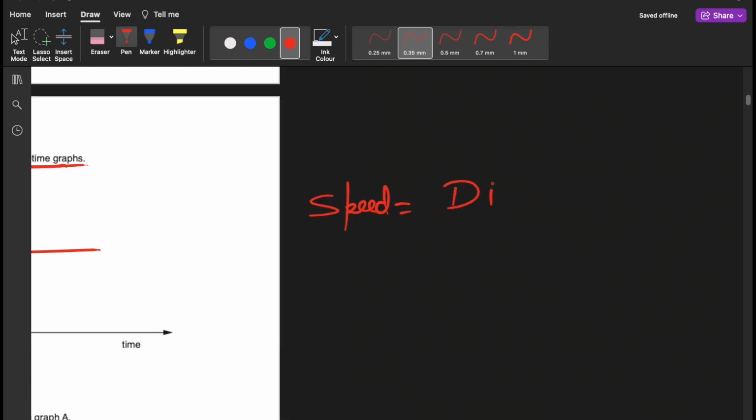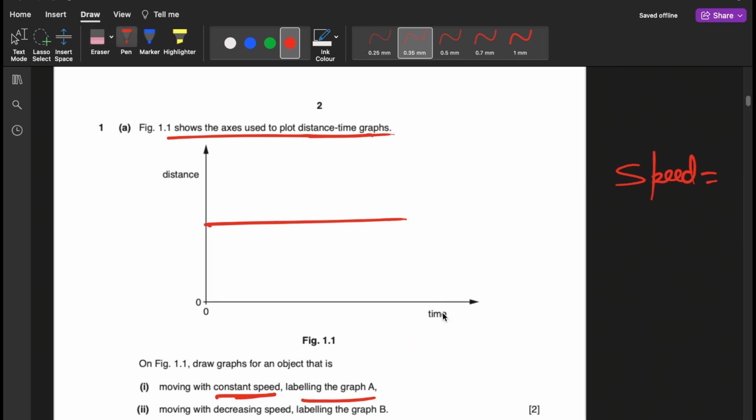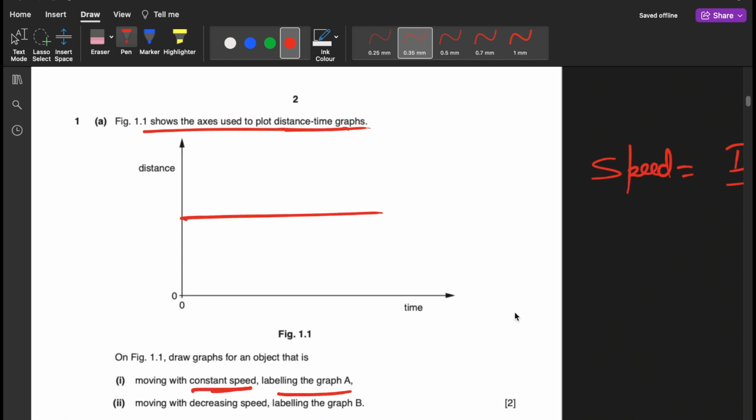D by T. And is the distance changing for this graph? Is the distance changing with respect to the time? No. Correct. So distance is not changing, correct? If distance is not changing, it means the body is remaining at a fixed point only, correct? Yes, sir. So what is the speed for that movement?